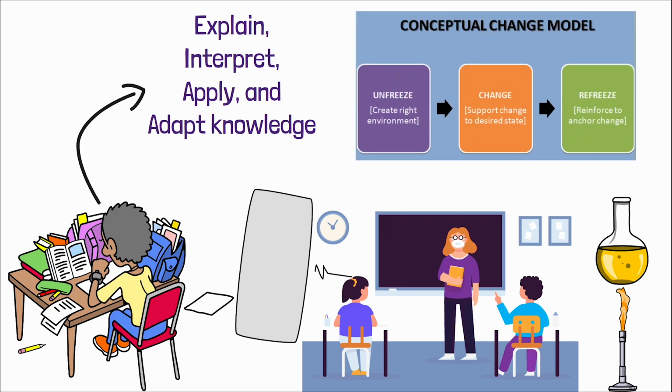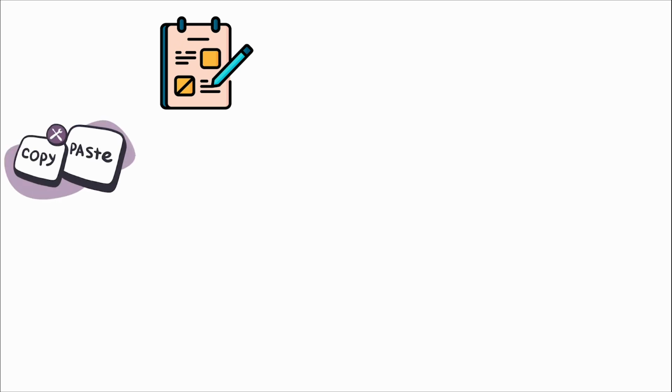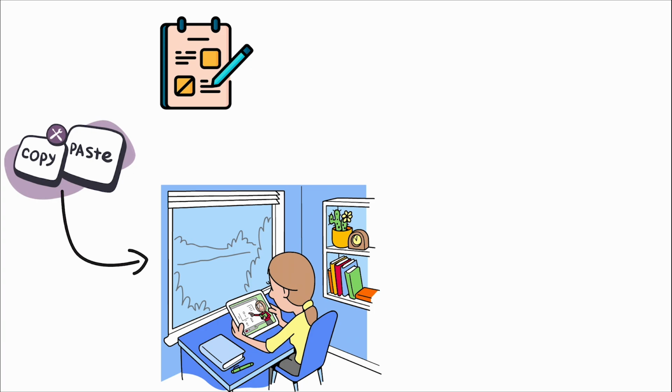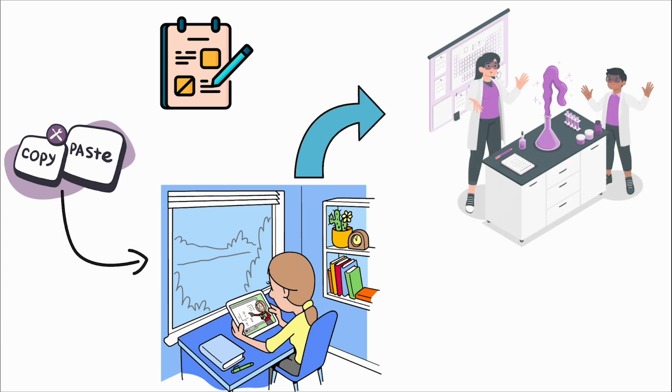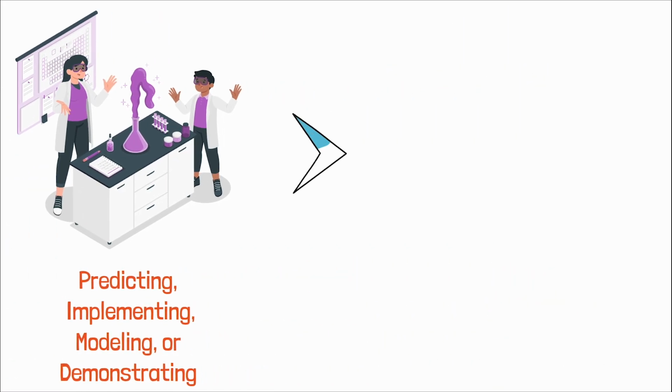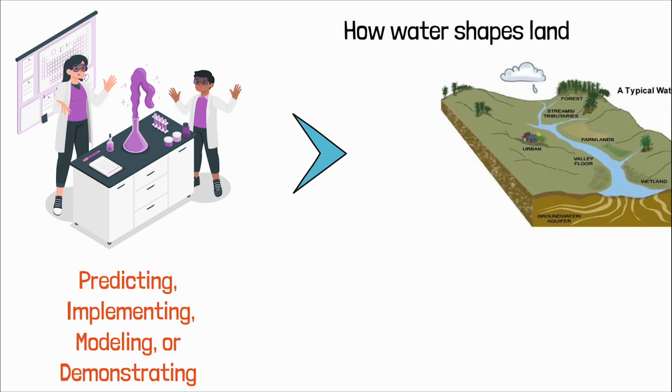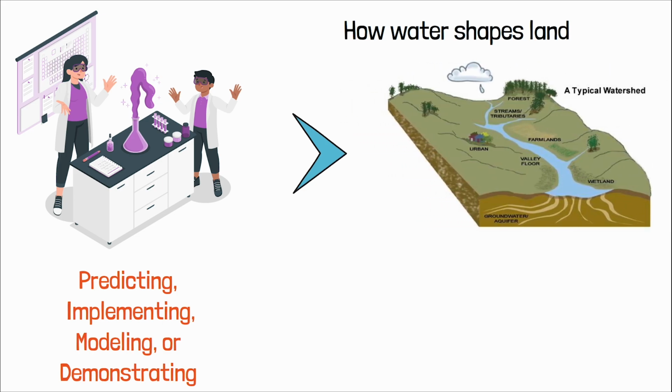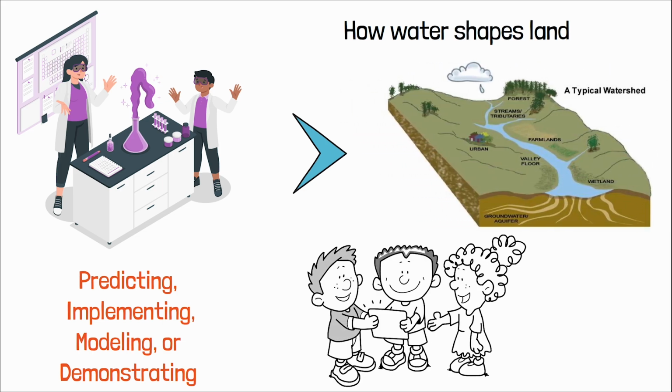To grasp science concepts fully, students need to move beyond rote memorization to a stage where they can use their knowledge creatively and flexibly. The revised Bloom levels describe this cognitive demand as the ability to apply knowledge, which involves predicting, implementing, modeling, or demonstrating scientific principles. For example, a second-grade class investigating how water shapes land using a stream table engages in a modeling activity, illustrating the practical application of scientific ideas.